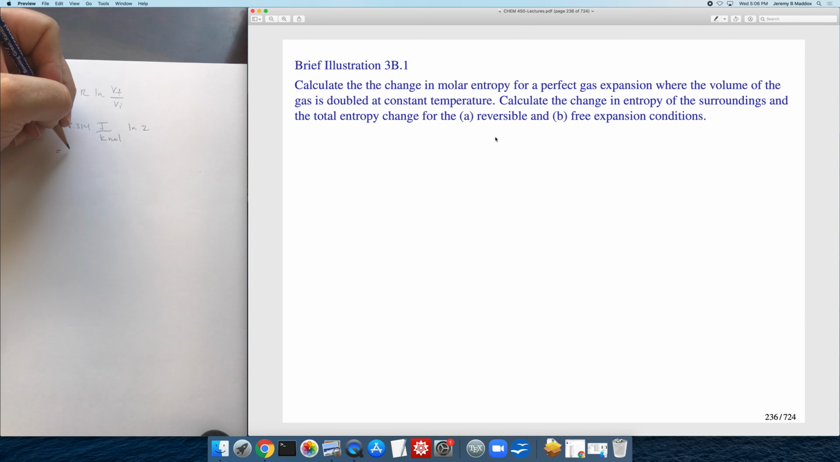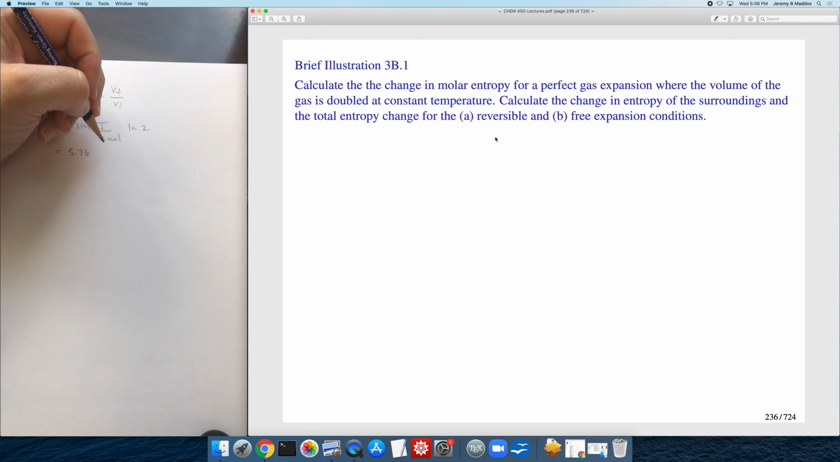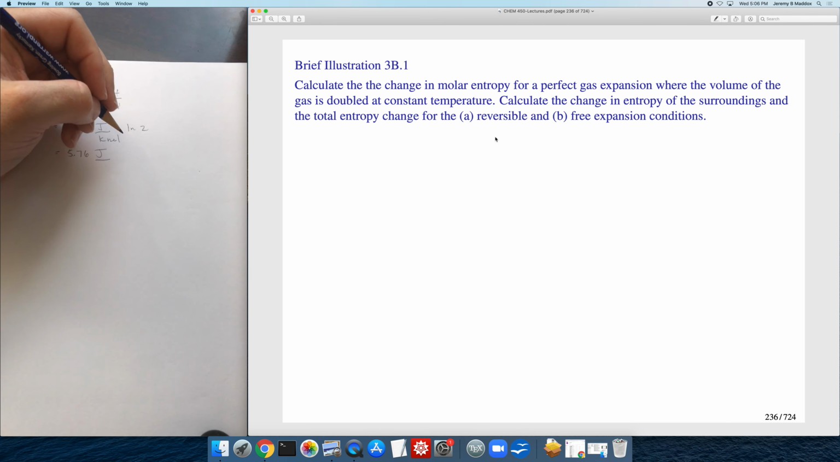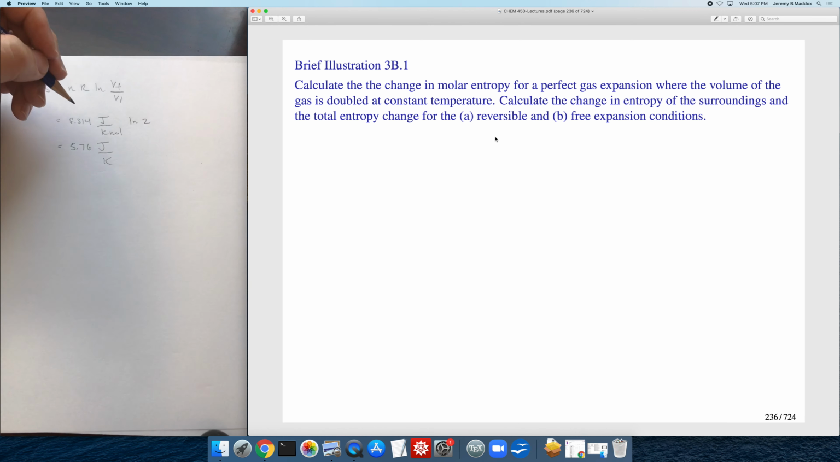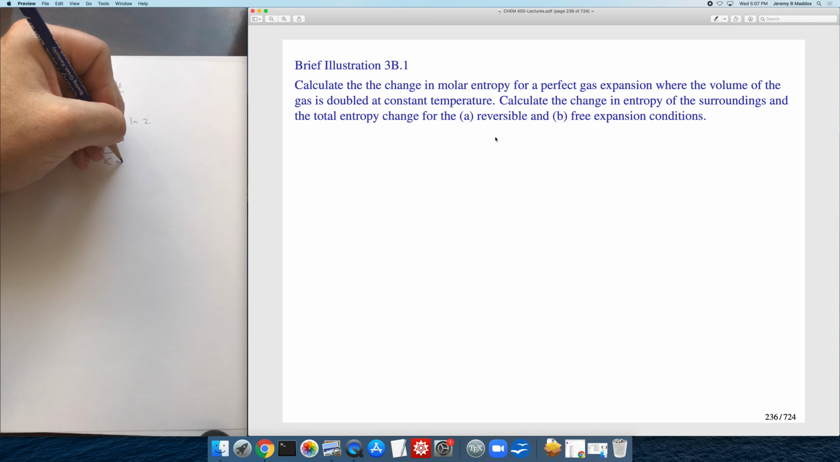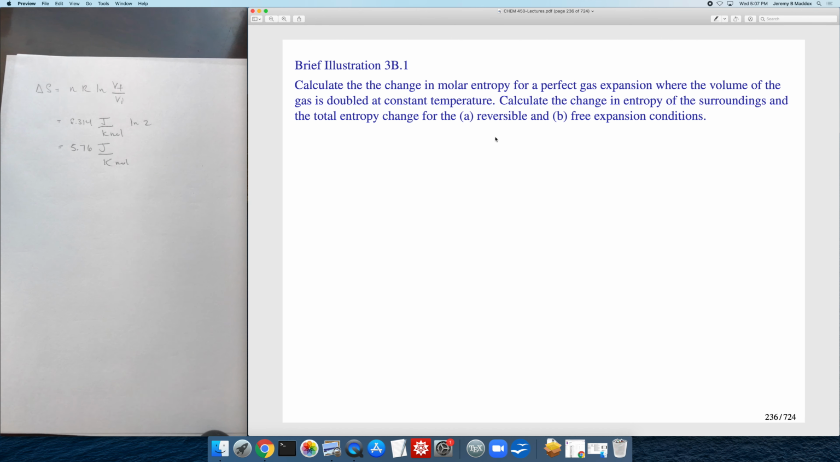And so I'm getting 5.76 joules per Kelvin. And we'll go ahead and put per mole. So that's for every mole of gas that's being expanded.